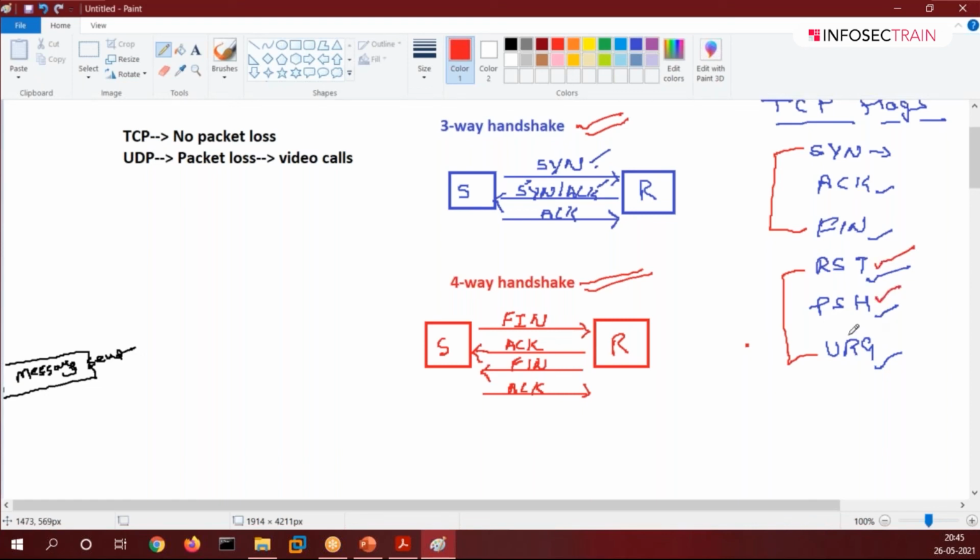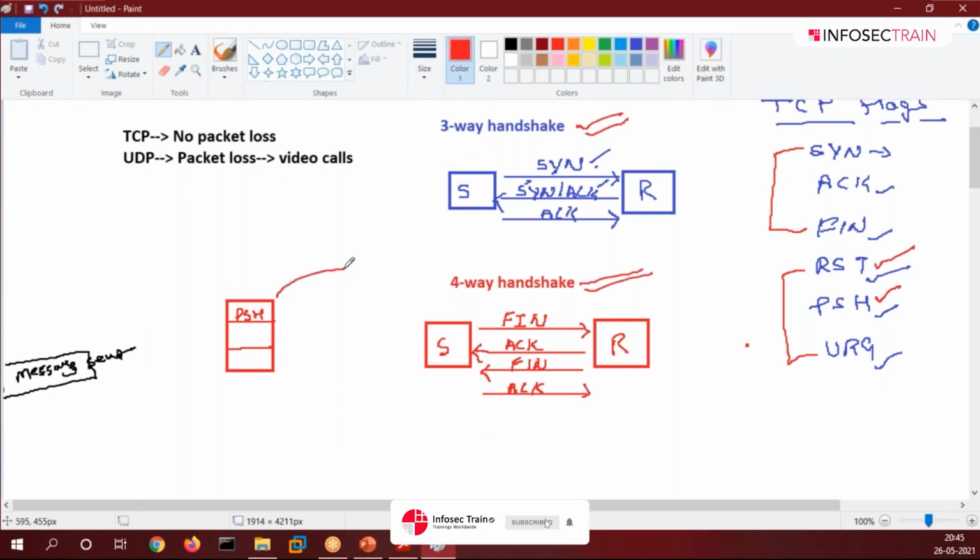Then we have our push flag. When we want to send data, we have a container, let's say. What it will do is wait until it is full, right? So if it is not full and we want to send the data, we will send the push flag with it. So what will happen? The data will be pushed to the receiver machine, right? So that is why we use push. The buffer is not full, but still we are pushing the data to the receiver.